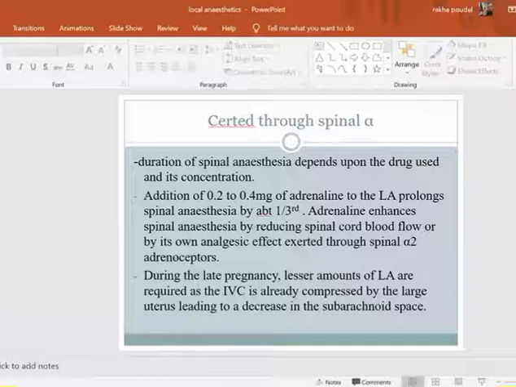Spinal anesthesia is also given during pregnancy, like while doing cesarean section. During late pregnancy, a very small amount of drug can be given, because during pregnancy the inferior vena cava is already compressed by the gravid uterus, leading to a decrease in the subarachnoid space. So during the last trimester, the gravid uterus will compress the inferior vena cava. Whenever the inferior vena cava is compressed, the subarachnoid space is also reduced. So a lesser amount of drug can be given during late pregnancy.